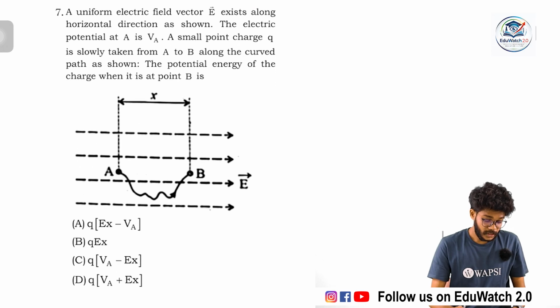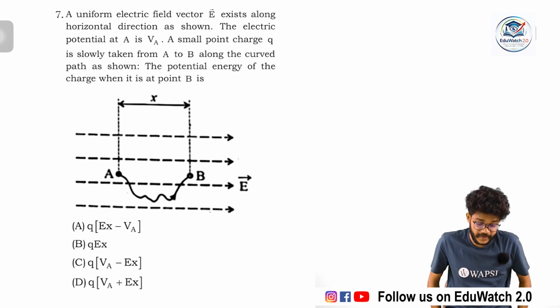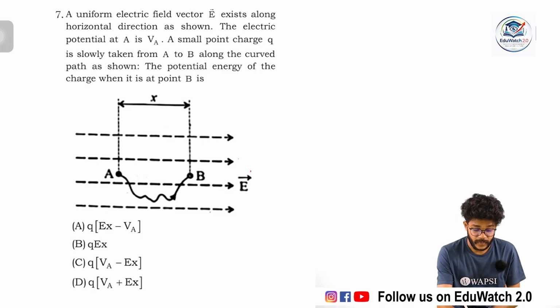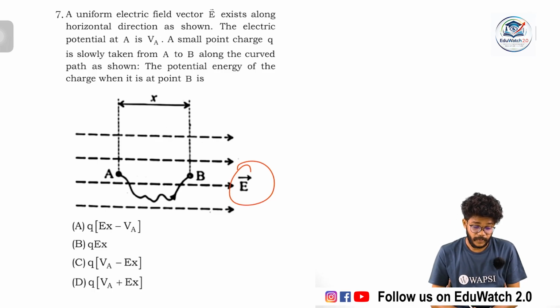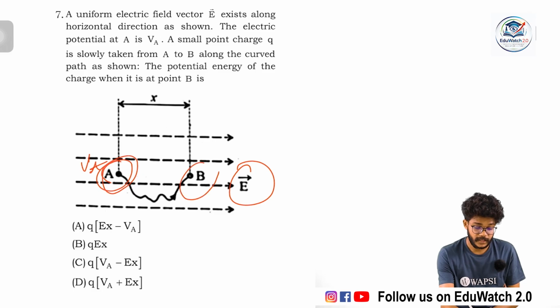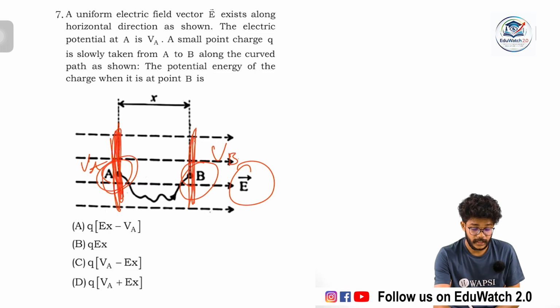So the 7th question is: a uniform electric field vector E exists along a horizontal direction. The electric potential at A is VA, and at B is VB. A small point charge Q is slowly taken from A to B along the curved path as shown. See, we can say that the potential along this line is the same, and the potential along this one is the same.